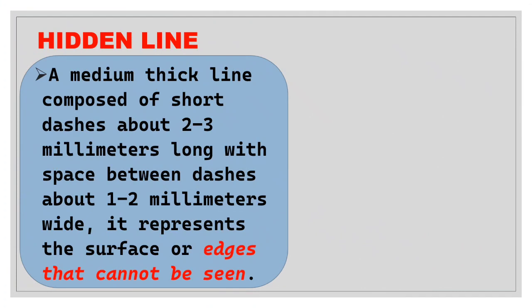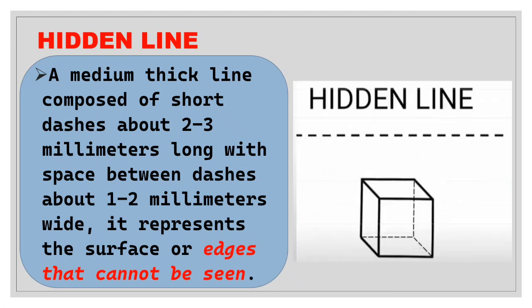Next is the hidden line, a medium thick line composed of short dashes about 2 to 3 millimeters long with space between dashes about 1 to 2 millimeters wide. It represents the surface or edges that cannot be seen.